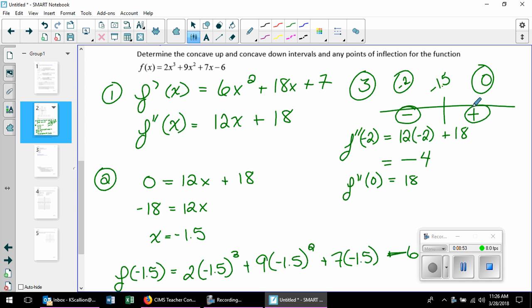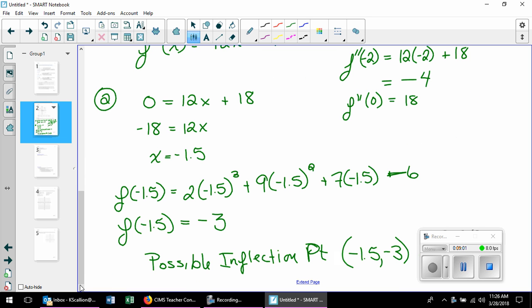So what does this mean? It did change concavity, so this actually is an inflection point. It's not a possible. We know it's an inflection point now because we have changed the concavity. Does that make sense to everybody? Okay.